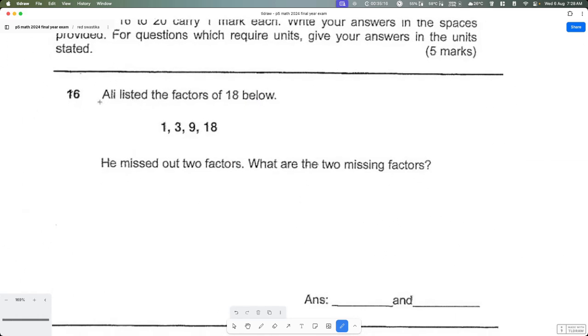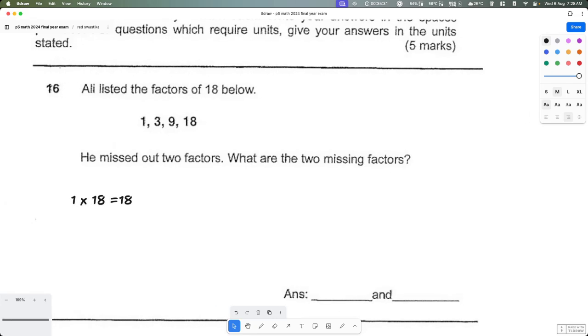Question 16. Aiden listed the factors of 18 below. He missed out two factors. What are the two missing factors? Right, so we have 18. So 1 times 18 is equal to 18. I'm just going to make it like this. We're going to list down every single thing. 1 times 18 is 18.